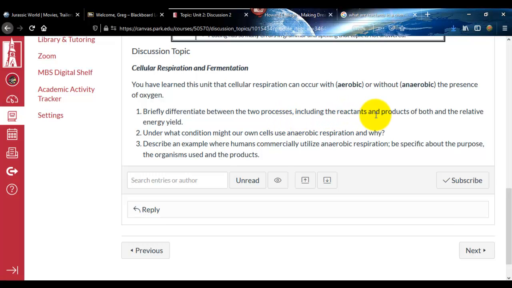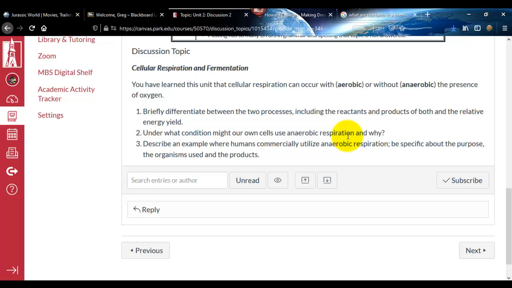Now, the reactants are what drive a reaction. Like to do glycolysis, you've got to have a glucose molecule and you've got to have ATP. Those are the reactants. What are the products? Pyruvic acid, NADH, 2 ATP molecules. And there's a few videos you can watch inside the lesson for this. Under what conditions may our own cells use anaerobic respiration? I kind of talk about that.